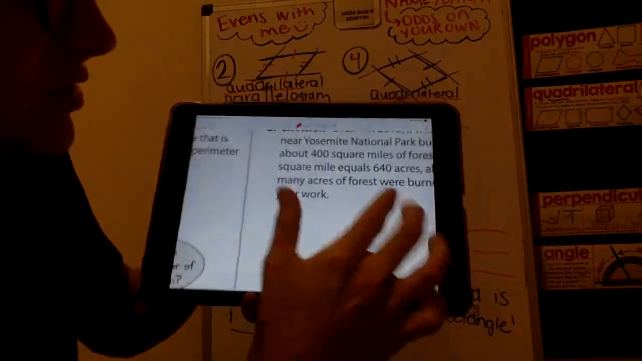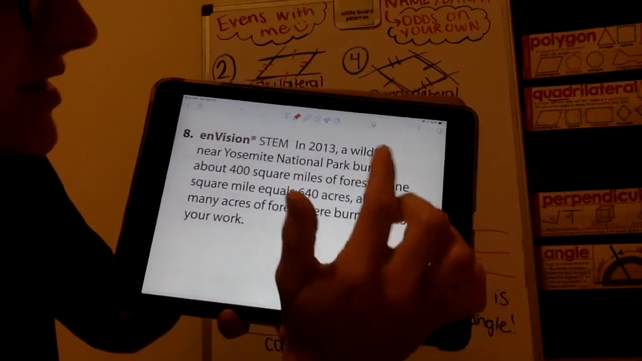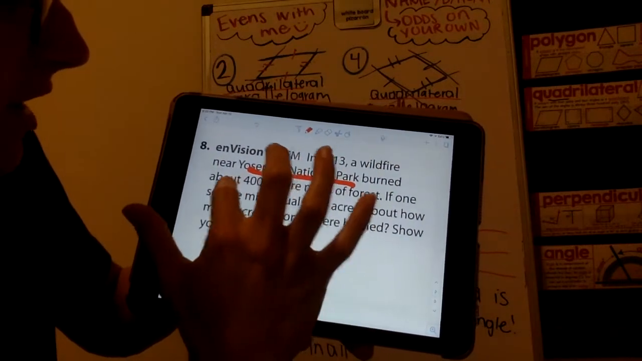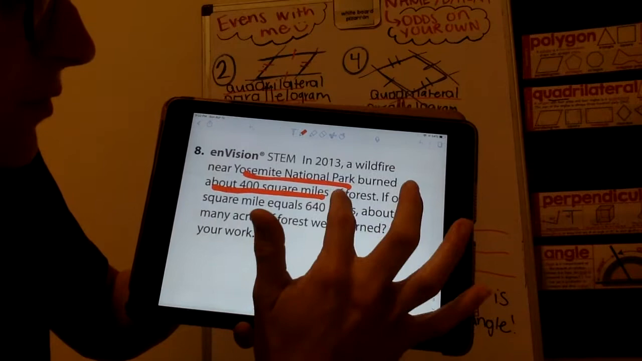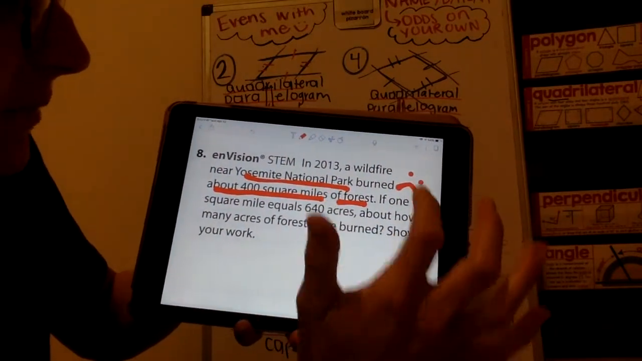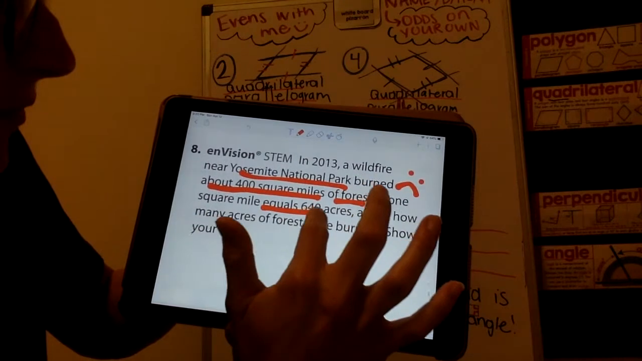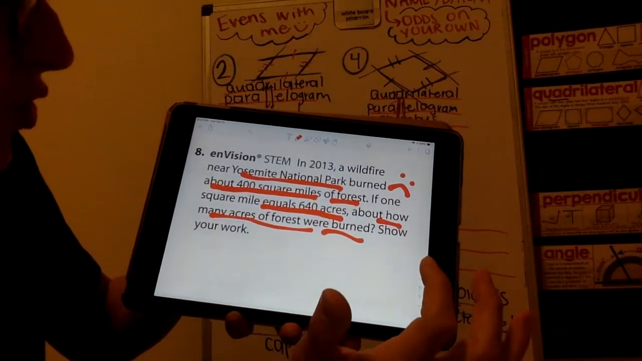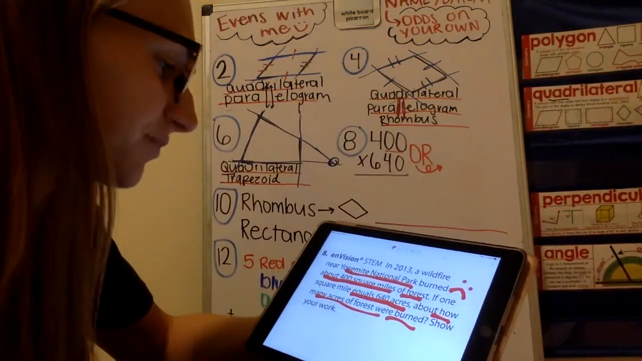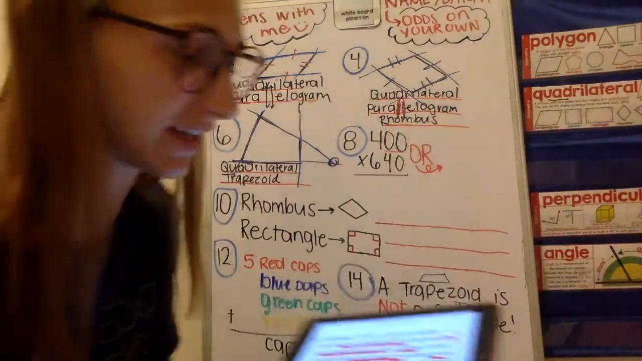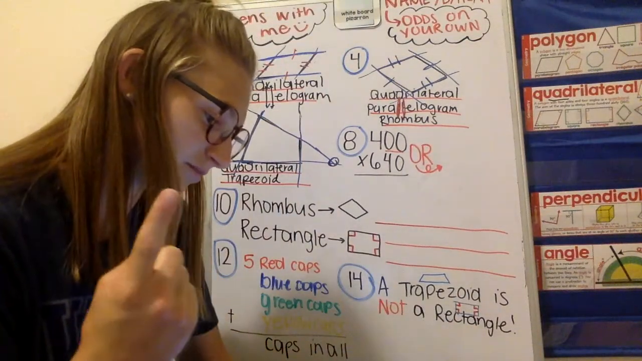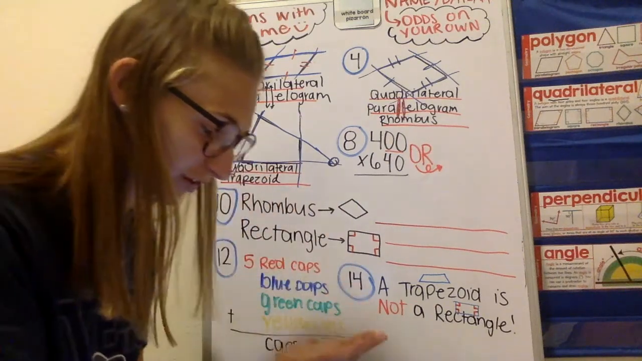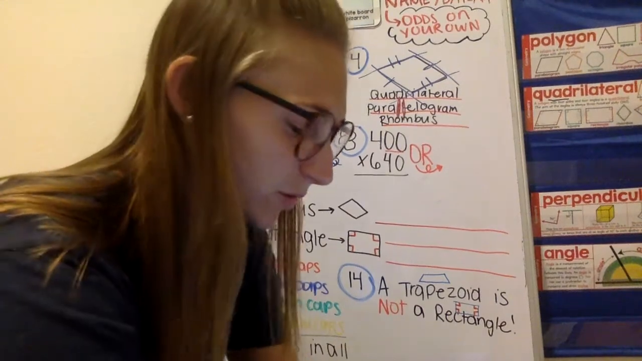It says, and I'll kind of zoom it in. Perfect. In 2013, a wildfire near Yosemite National Park burned about 400 square miles of forest. Oh my God, that's so sad. If 1 square mile equals 640 acres, about how many acres of forest were burned? Show your work. All right, so again, we are going to be multiplying just like in yesterday's, because if one of the miles is 640 acres, we have to see how many acres for 400 square miles.